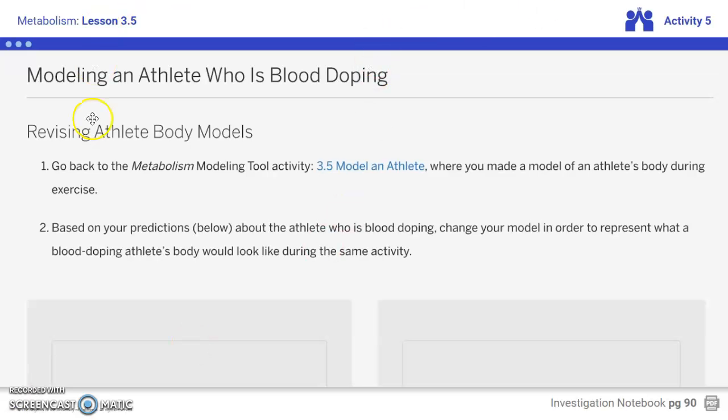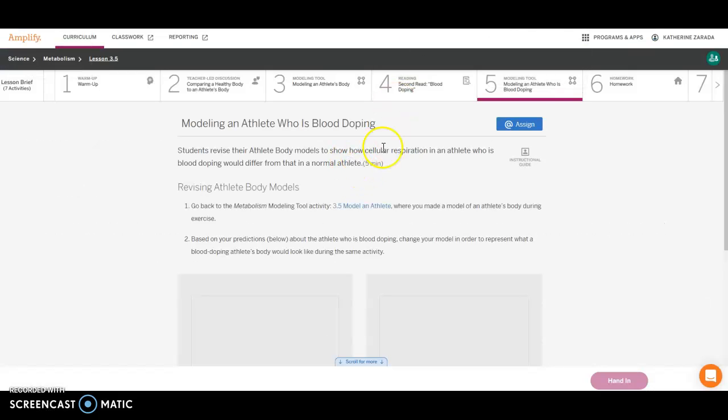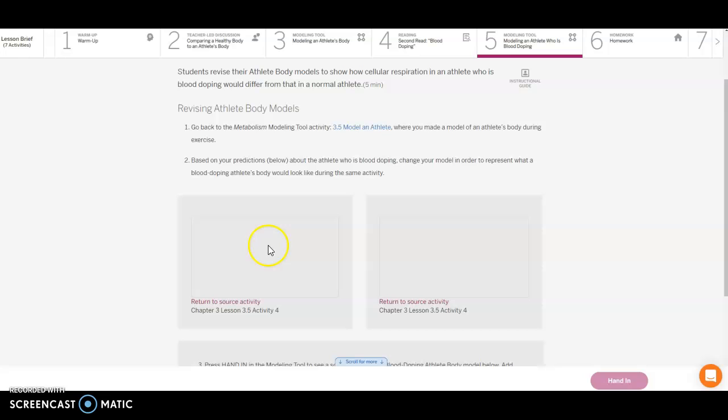So we're going to go back to Amplify now. I'm going to pause and go back to Amplify. So give me just a second. Okay, so we're going to go back to the Amplify lesson now, and we're going to go to the modeling tool. So in the modeling tool, it says go back to the metabolism modeling tool activity 3.5, modeling an athlete. So if you click on this, it'll bring it up for you, where you made a model of an athlete's body during exercise. Based on your predictions below about the athlete who is blood doping, change your model in order to represent what a blood doping athlete's body would look like during the same activity.